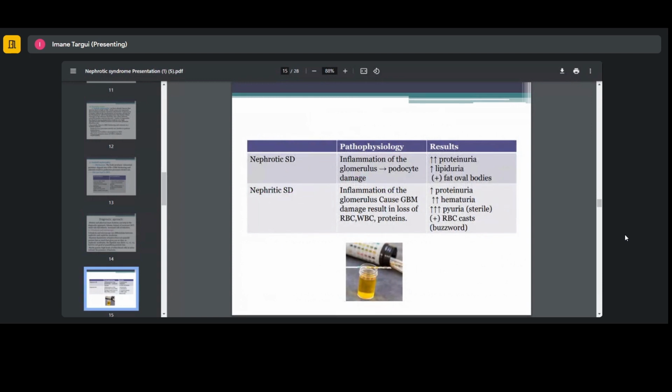Okay, we have nephritic syndrome and nephrotic syndrome, their pathophysiology and results. In the pathophysiology of nephrotic syndrome, we have inflammation of the glomerulus and podocytes which results in podocyte damage, resulting in a high amount or massive loss of proteinuria and a high level of lipiduria, and we can see fatty oval bodies.